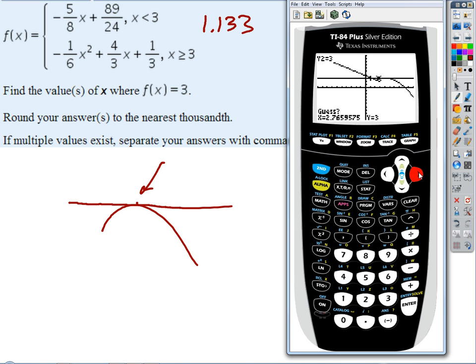On this scale, the resolution isn't very good, but it looks like that's pretty close to where it should be. If I hit enter, it thinks about it a whole bunch and doesn't find it. It really is there, though. So what do I do?